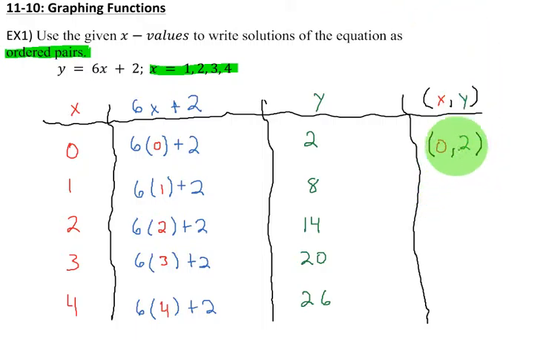Now one thing I want to note about when writing your ordered pairs out is that your x value always comes first, y always comes second. But you can create your own x values to find out what those outputs, the y values, will be. Cool.